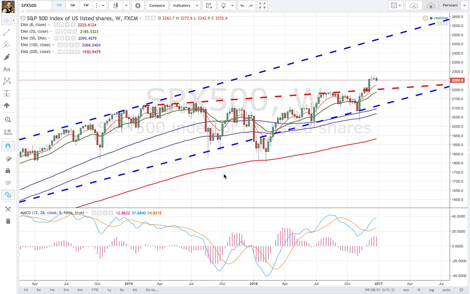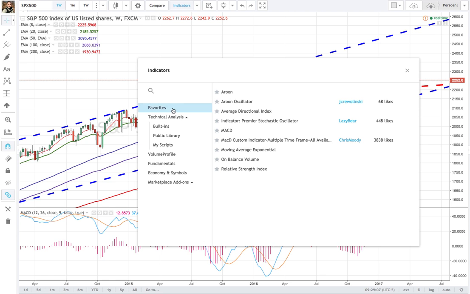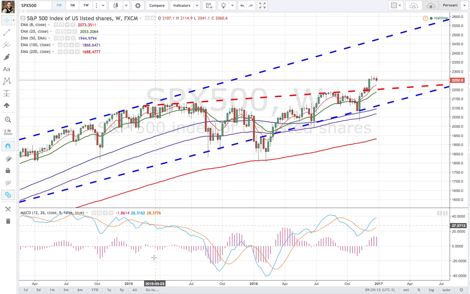When it comes to the MACD, it stands for Moving Average Convergence Divergence. These two lines down here you can find by going to your indicators. You can see it under favorites, or you can search for MACD, and it'll pop up down here in your indicator. I'm using TradingView, which is a free platform online. It's called TradingView.com. You can take a look at that.